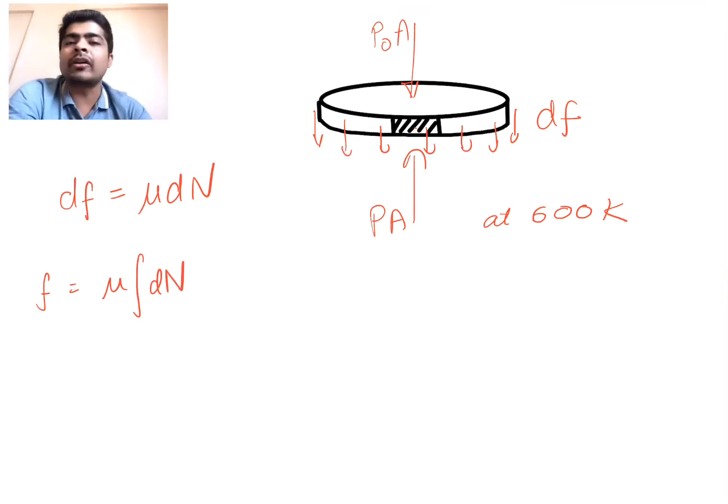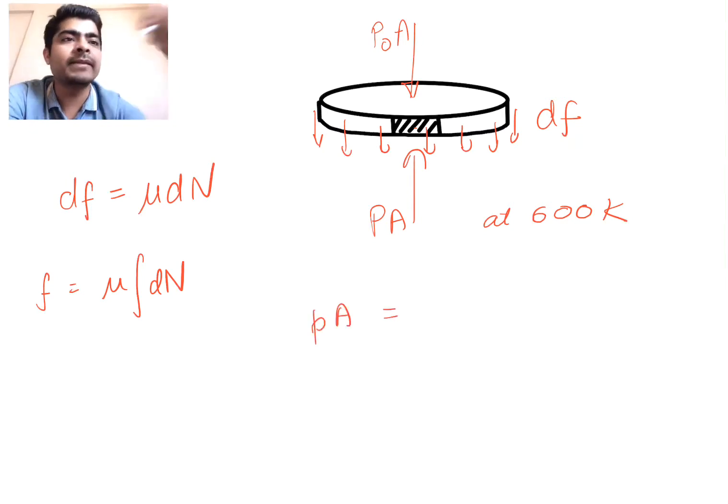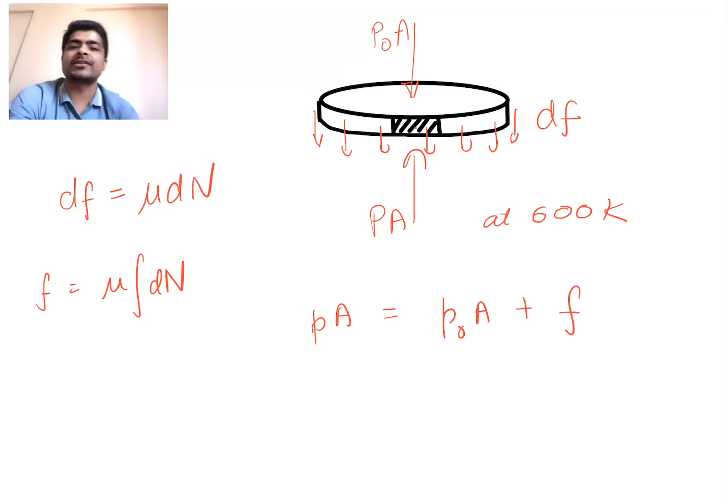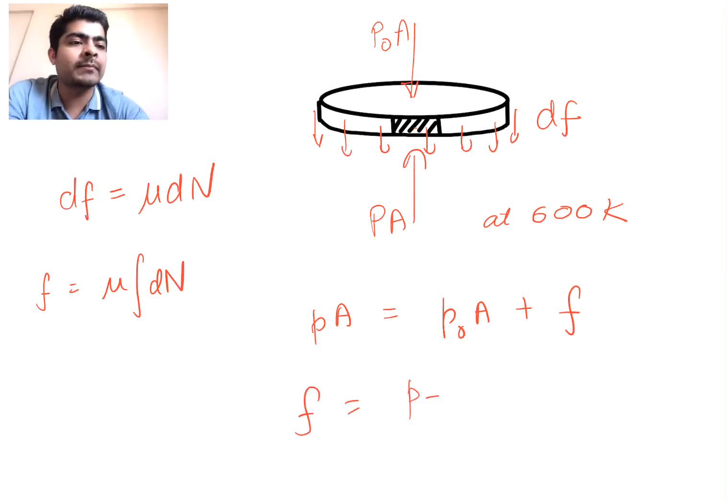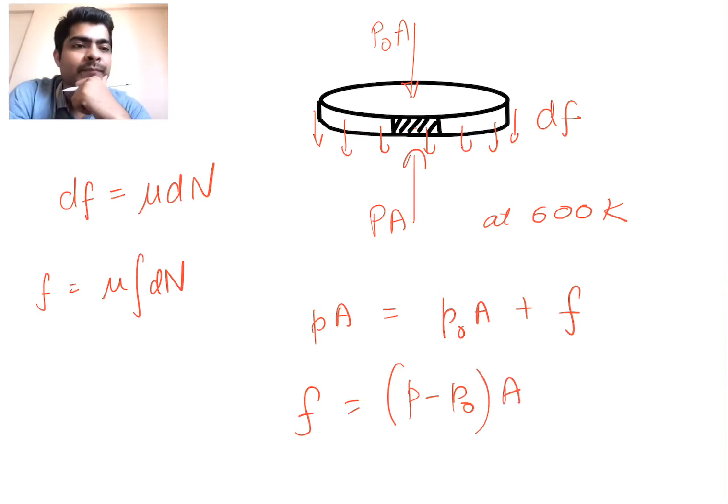So all that we need to do is compare the forces. Okay. So PA upwards will be equal to P naught A downwards plus friction downwards. Okay. So from here we can easily calculate friction equal to P minus P naught multiplied by A. Okay. Now what are the values of P, P naught and A?